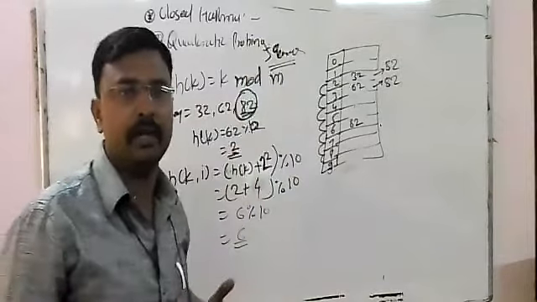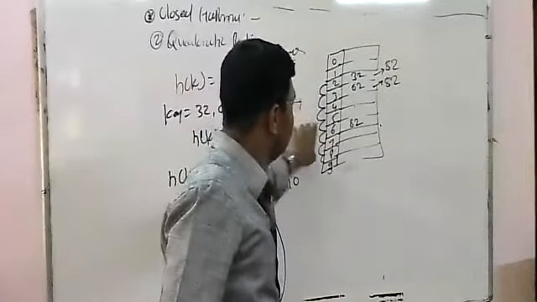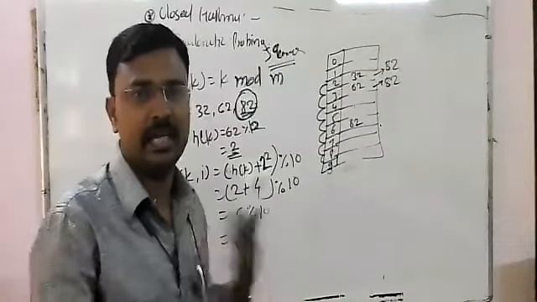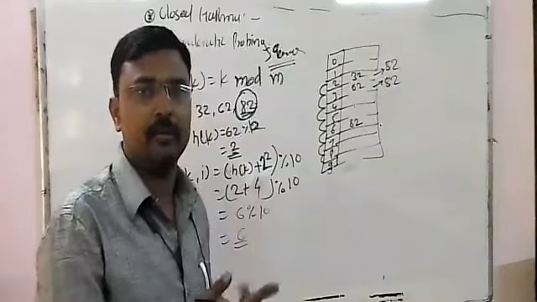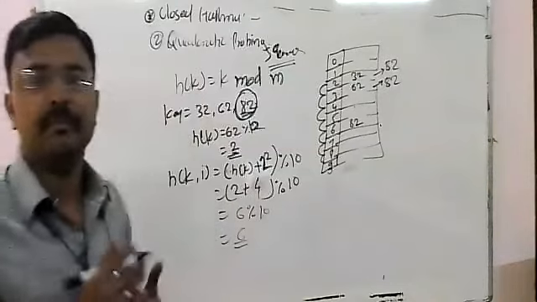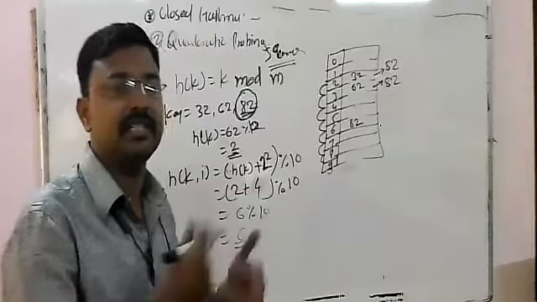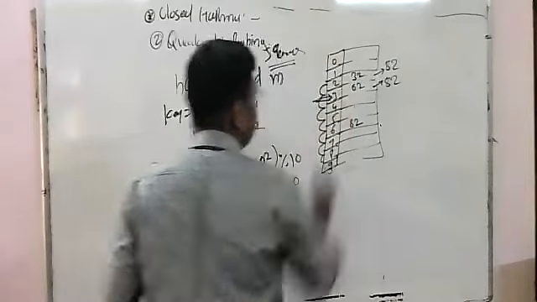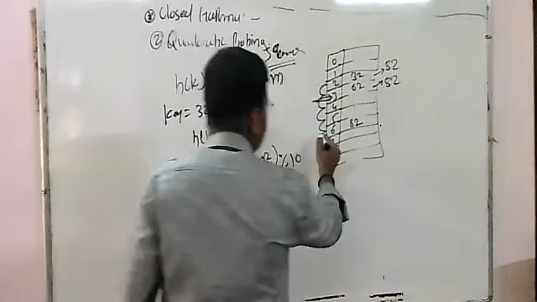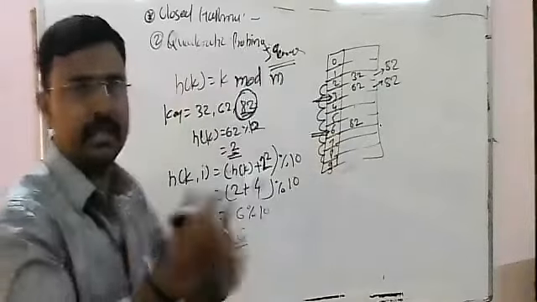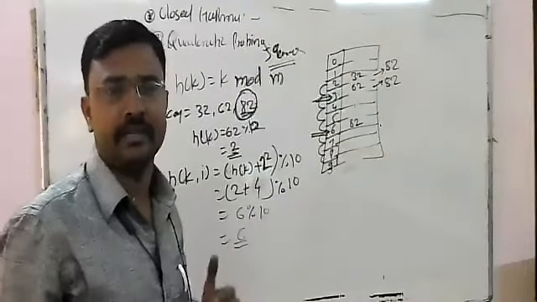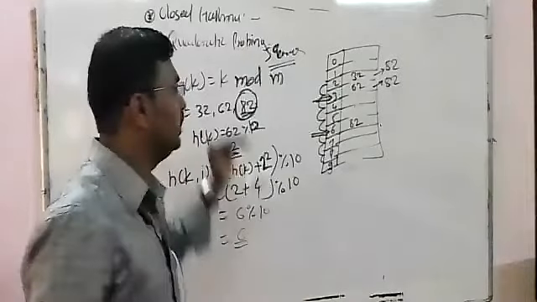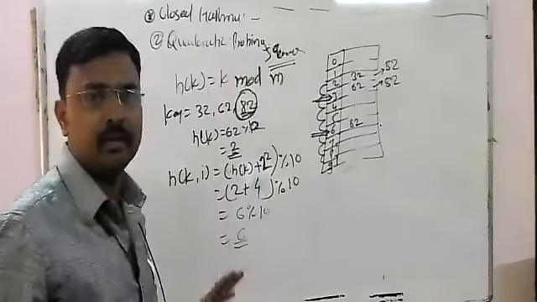In linear probing, your elements are stored into the next location, then the next location, then the next location. This is linear probing. But in quadratic probing, your elements are stored by means of some distance. For example, the second element is stored at 3, and the next element is stored directly at index 6. There is some gap between these two indexes. So this is the hashing, that is nothing but quadratic probing.